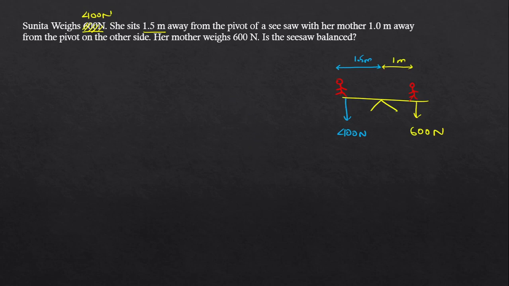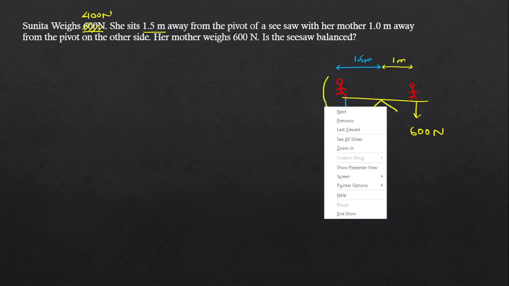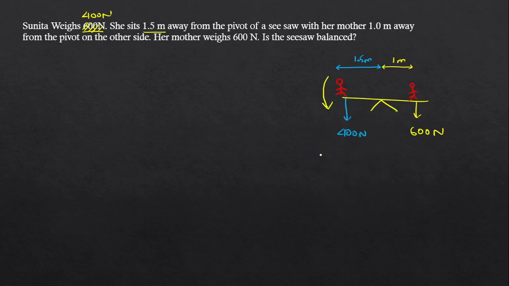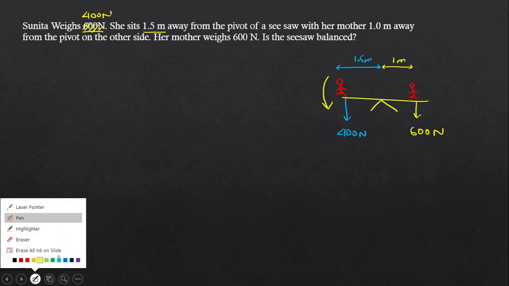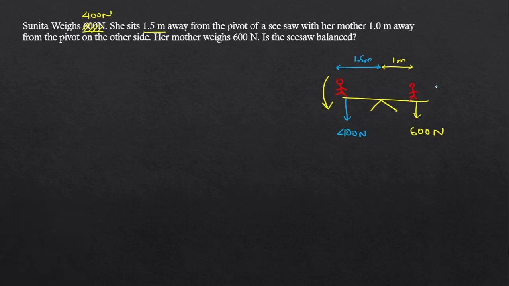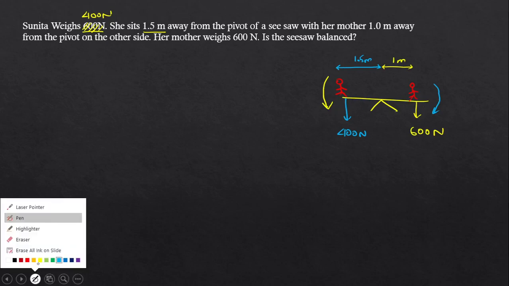So now we have to calculate what is the moment. So Sunita is sitting 1.5 meter away. So there will be a turning effect in anti-clockwise direction. Then her mother is sitting 1 meter away. Because of this, there will be a turning effect in the clockwise direction. If the turning effect in the anti-clockwise direction is same as the turning effect in the clockwise direction, then the entire system will be balanced. So let's calculate what is the anti-clockwise moment.